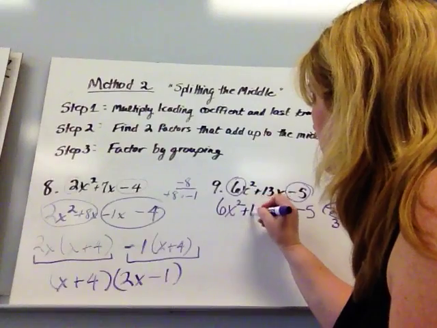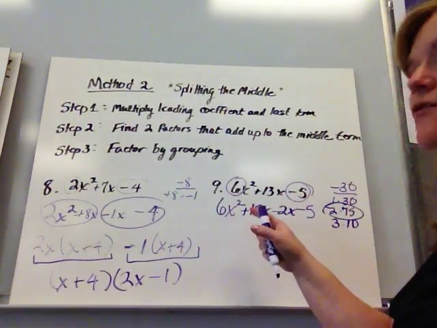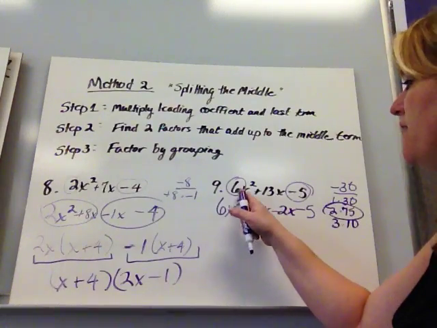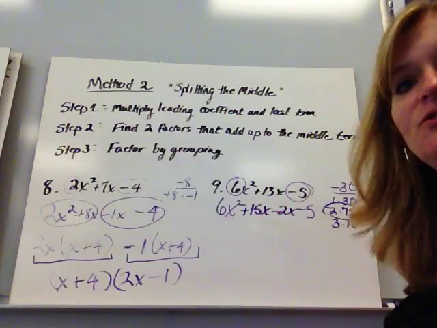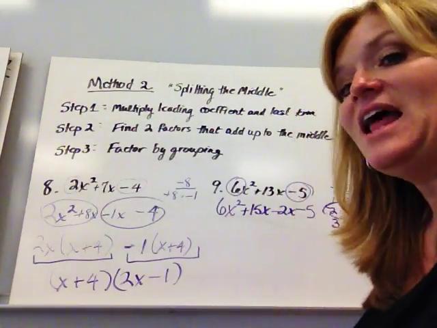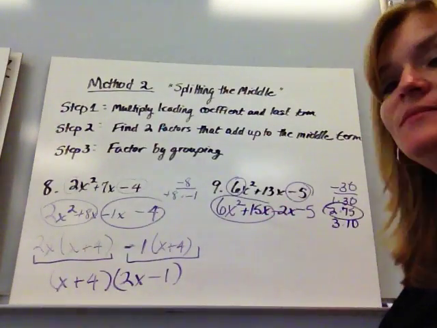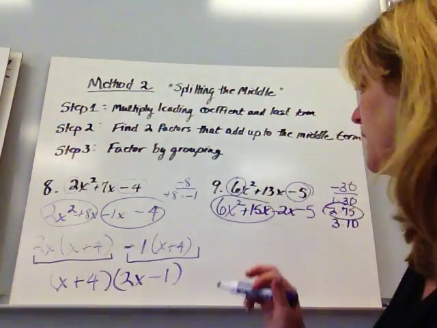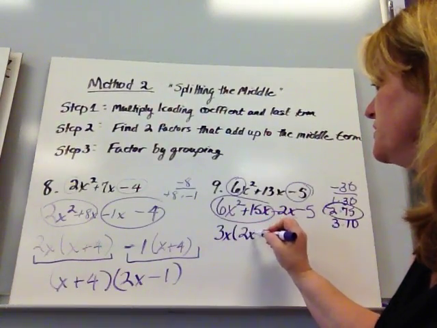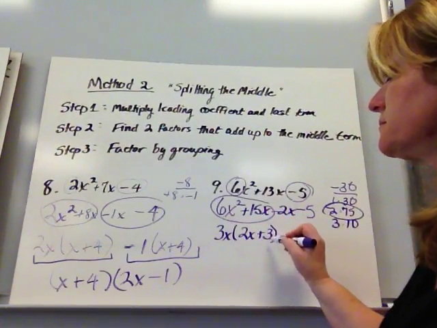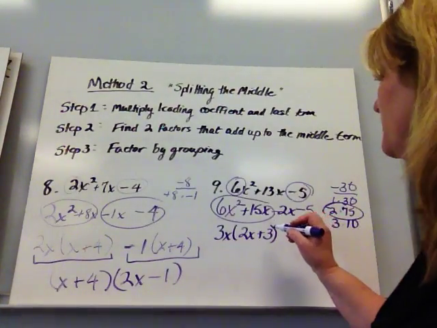So I put plus 15x minus 2x. See how I bring it over here? Now if you look at this, I have split the middle. I have my 6x squared here, my negative 5, and 15x minus 2x is 13. Right? Now I'm going to factor by grouping. Circle this one and look at what they have in common. And I see they have a 3 in common and an x. So I'm going to pull out 3x. So I have 2x plus 3. Excuse me, that's a 2x plus 5.